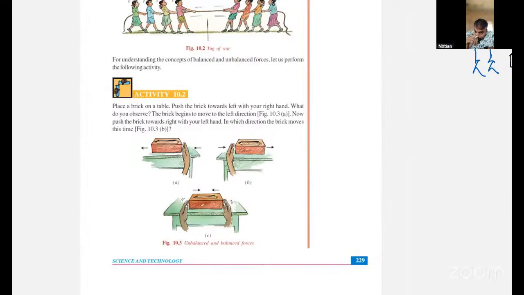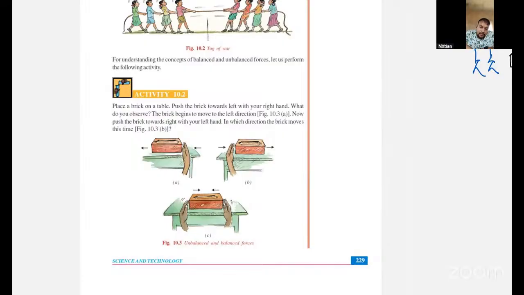Read it. Place a brick on a table. Push the brick towards your left with your left hand. What do you observe? The brick begins to move to the left direction, figure 10.3a. Now push the brick towards your right with your left hand. In which direction does the brick move this time?